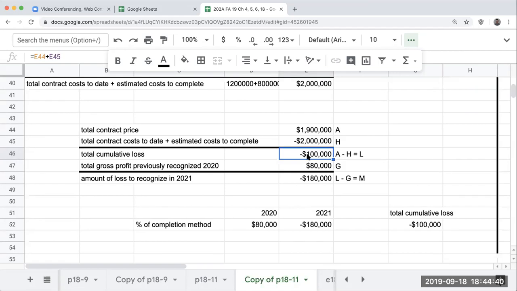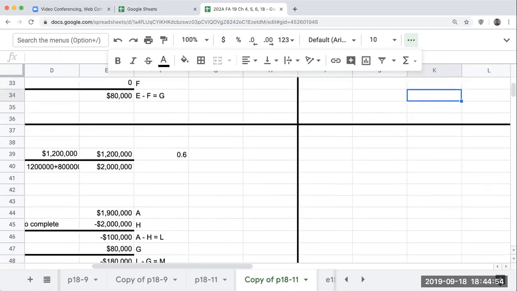We have to make sure, right, we're accountants, we're conservative. I have to make sure that the total amount of my loss that I'm recognizing is this total cumulative loss. So if we jump over here to the completed contract method, this is going to be for 2021.